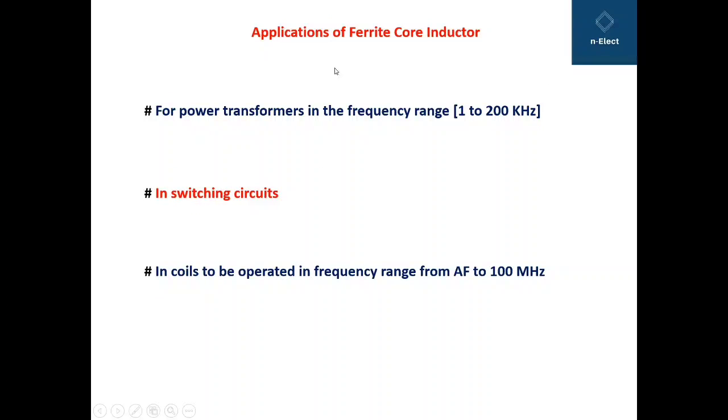As far as the applications of ferrite core inductors are concerned, they are used for power transformers in the frequency range of 1 to 200 kilohertz. They are used in switching circuits and in coils operated in the frequency range of audio frequency, that is 20 hertz to 20 kilohertz, up to 100 megahertz.